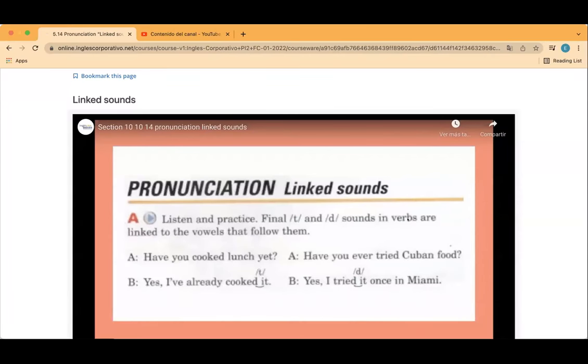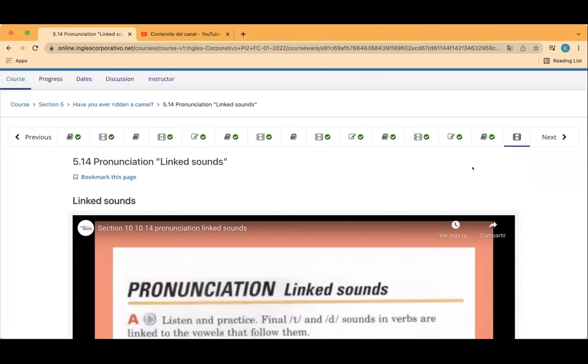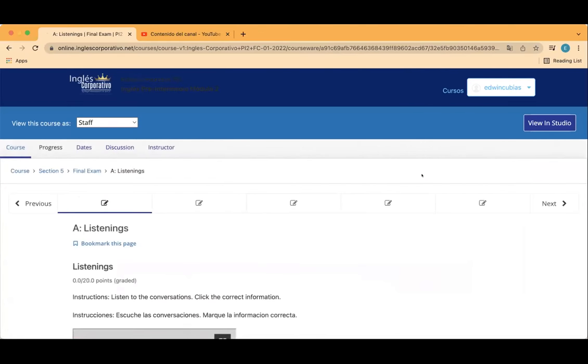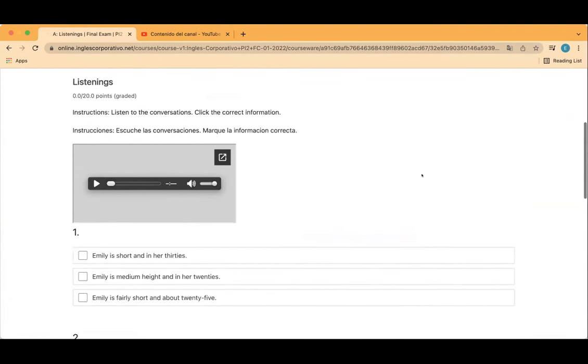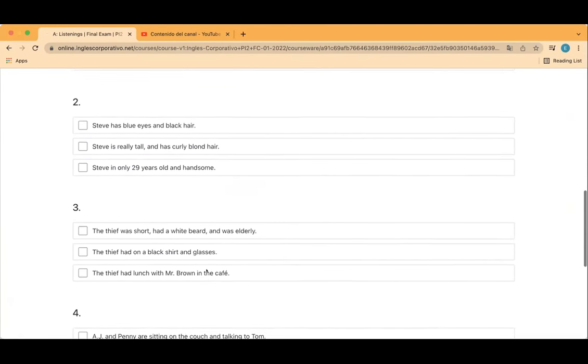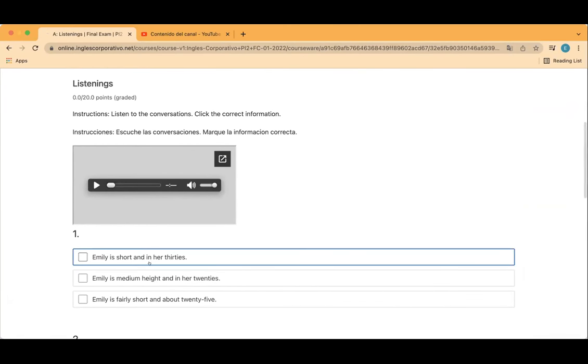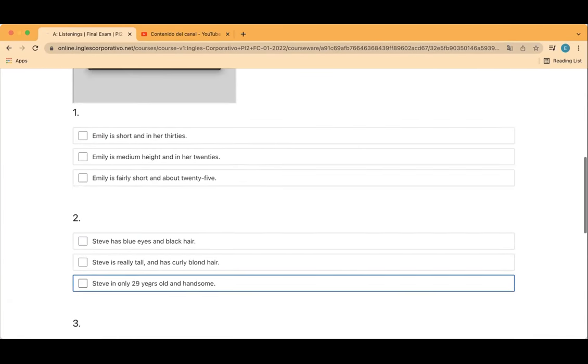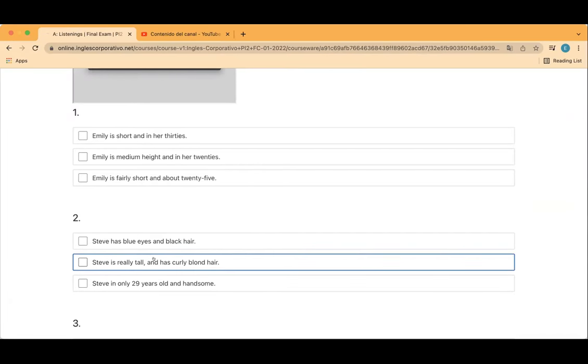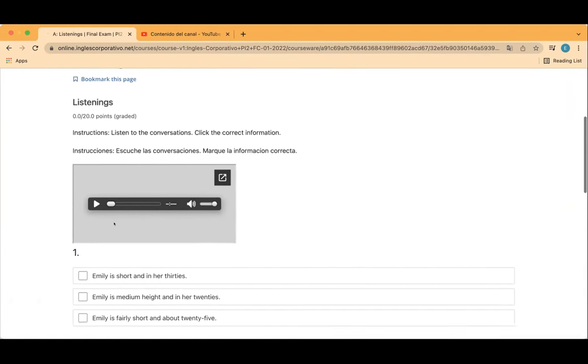Okay. Now I'm going to explain a little bit about the exam and how the exam is, because the last part was only listening for the pronunciation. Now, the exam has many sections, it is the final exam. The first part is listening. You play, you listen, and then you select the answer for the four sentences, okay? Which is the correct information. So you listen and select the correct information for the listening. This is part A.